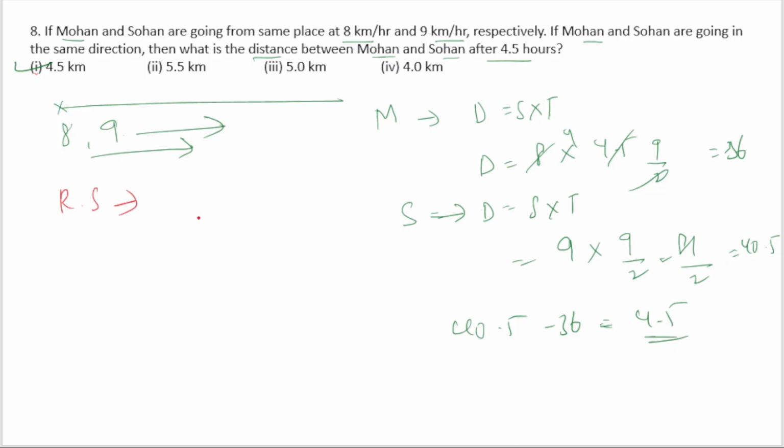If they both are traveling in the same direction, then the relative speed will be 9 minus 8. It is 1 kilometer per hour. And what is the distance? Distance is equal to speed into time. It is 1 into 9 by 2.